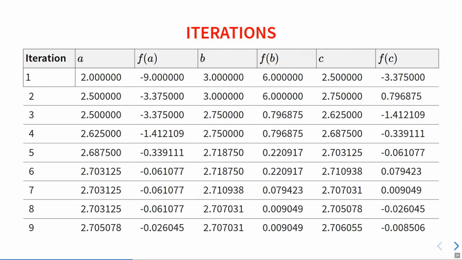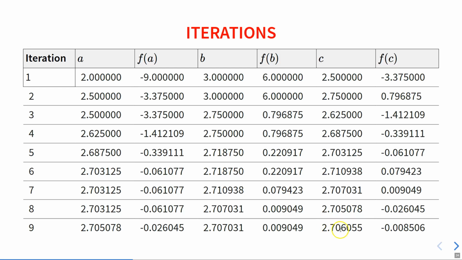Now here is the table, with iteration numbers 1 2 3 4 5 6 7 8 9, and columns a, f(a), b, f(b), c and f(c). According to the sign we have to change the interval and then calculate c. Now if you go to iteration 9 and iteration 8, the c value is 2.705078, so both are matching, and f(c) in iteration 9 is close to 0.008506. If I do more iterations, it will be 0.0000 something. So now we can say that convergence is actually achieved.